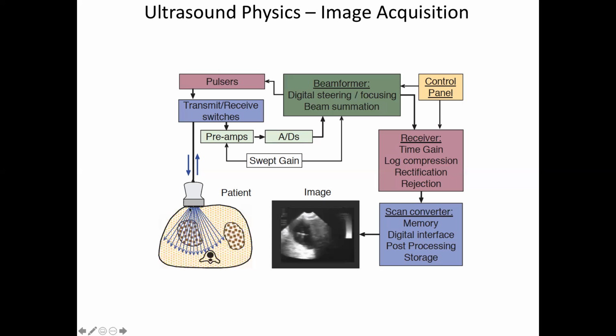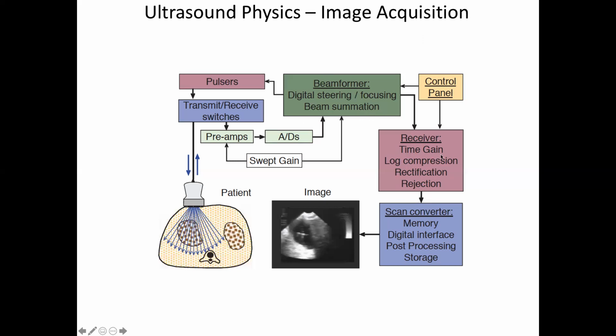But when we're in receive mode, we pick up the echoes off all of these interfaces down here. That gets just the raw signal, which goes through a preamp. It's digitized, and then essentially demodulated back down to the fundamental frequency. So if I'm at 1 megahertz here, I demodulate to 1 megahertz, bring it into my receiver.